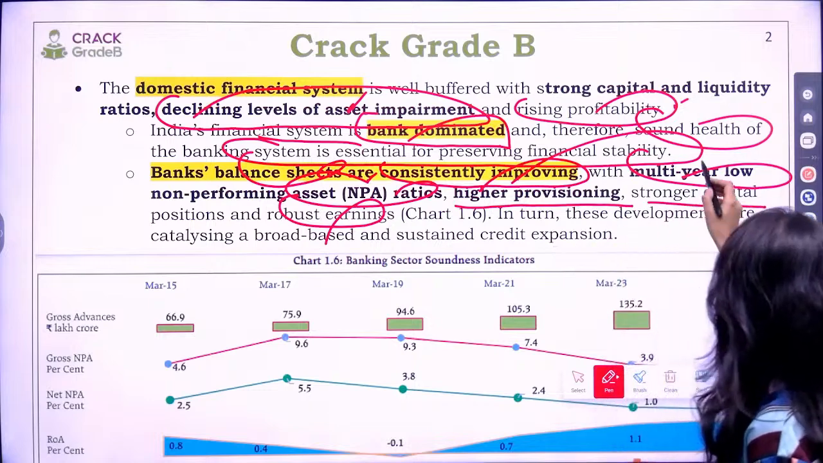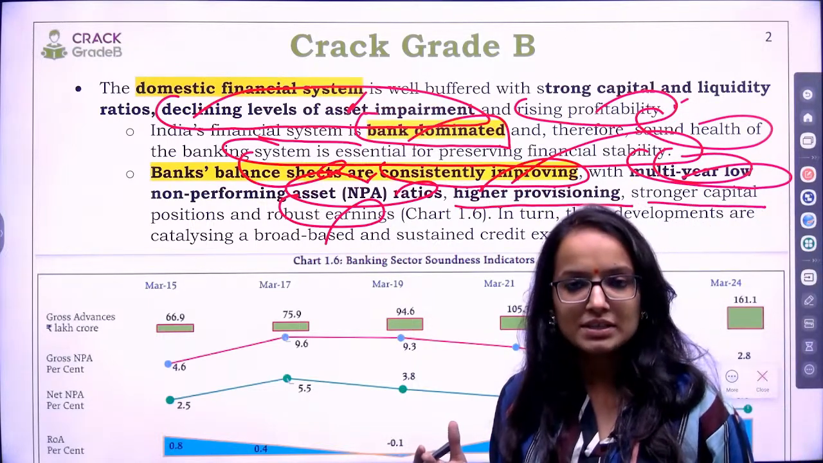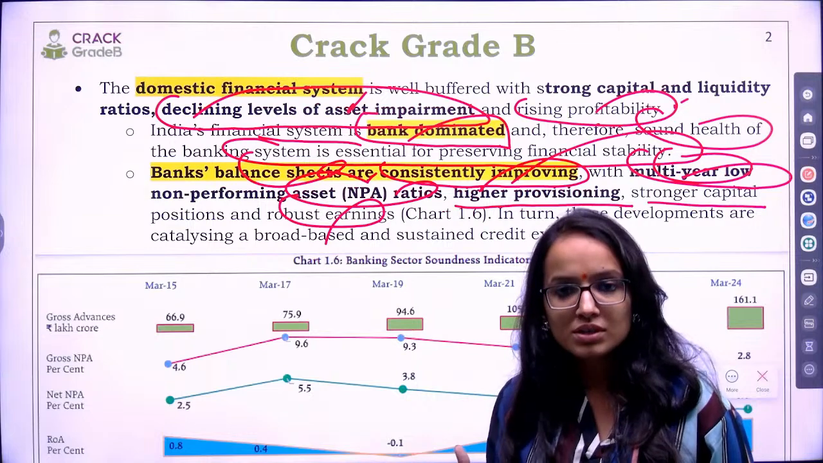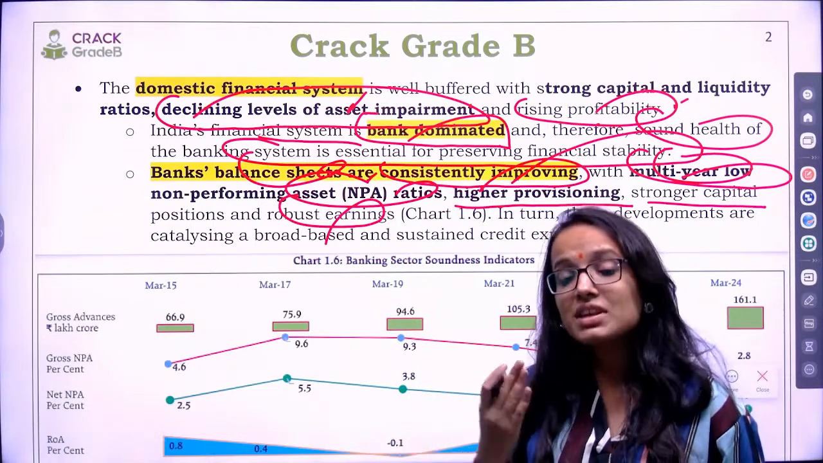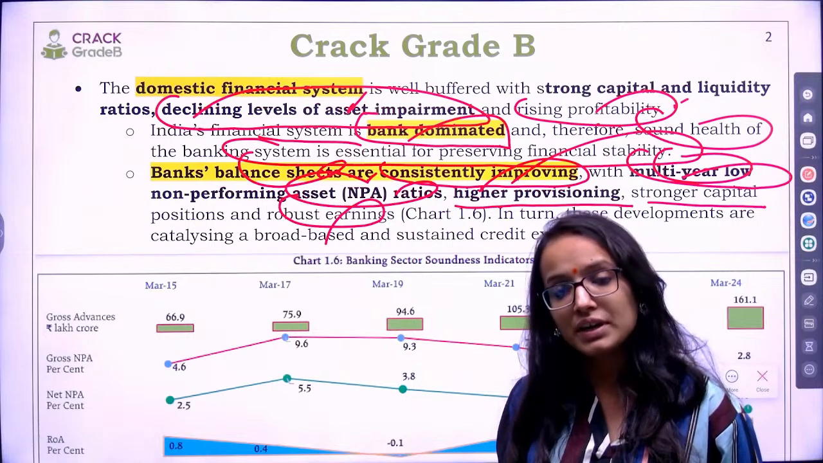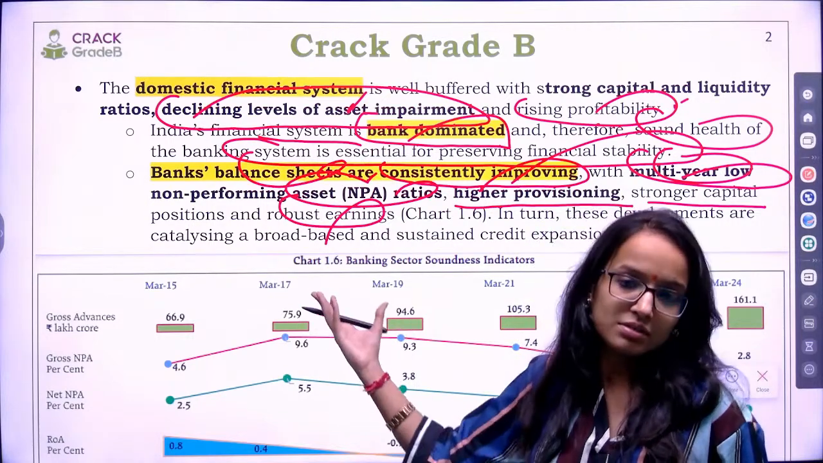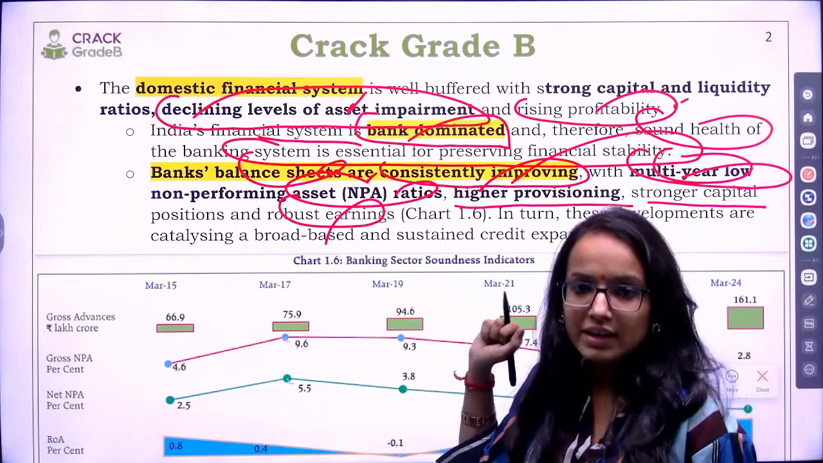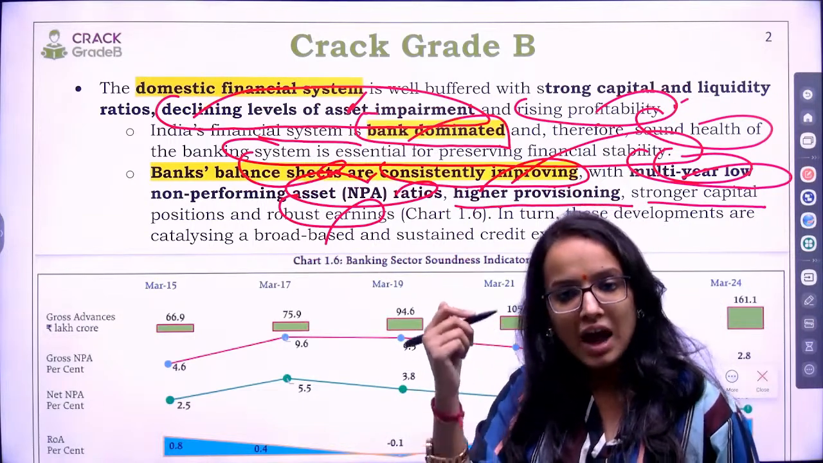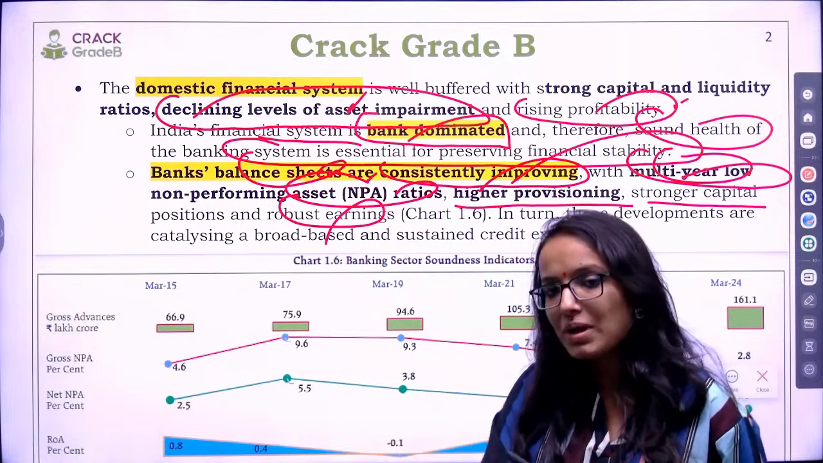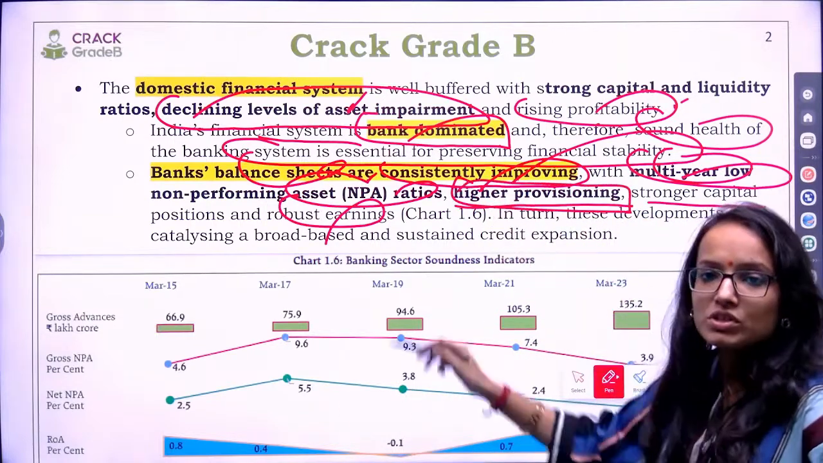First thing, multi-year low non-performing assets. So your non-performing assets, the bad loans, they are declining. With sustained efforts by the Reserve Bank of India and the Government of India, you are able to witness the fall in the NPA. So NPA falling, first thing. So your stressed assets are reducing. It is improving your balance sheet. Okay. Next thing, higher provisioning. What is provisioning?